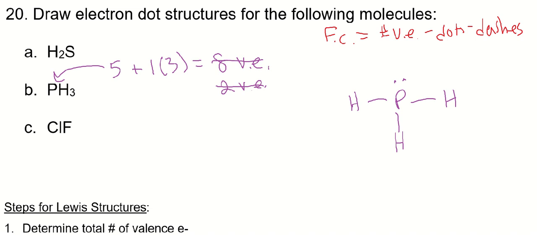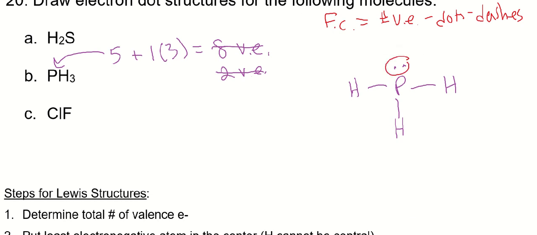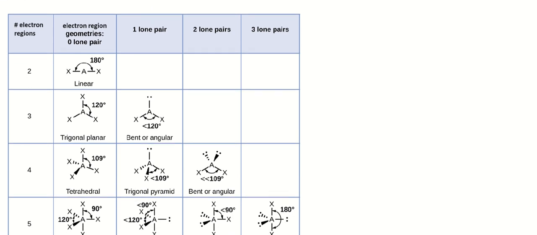All right, what else? VSEPR. So around the central phosphorus, there's 1, 2, 3, 4 regions of electron density. So the parent geometry is going to be tetrahedral, but there's one lone pair. That means 3 of the 4 are bonded to other atoms, but 1 is not. So that's going to be trigonal pyramidal. Over here, you have 4 electron regions. 1 of them is not bonded, so that gives you a trigonal pyramidal.